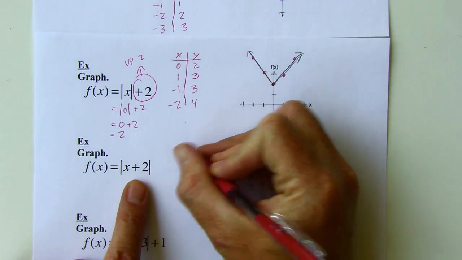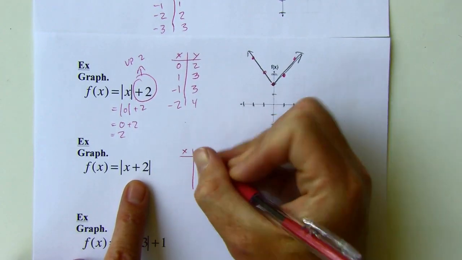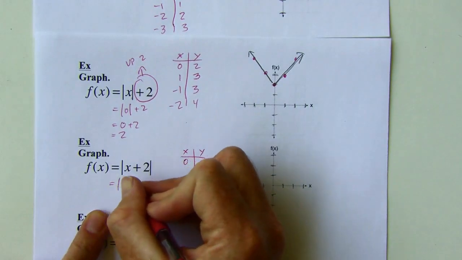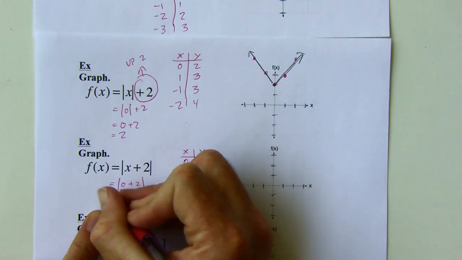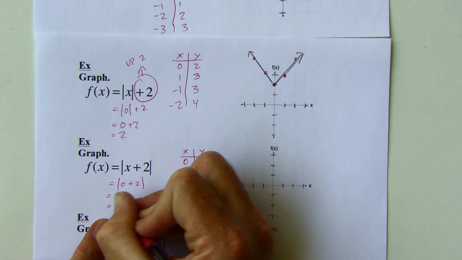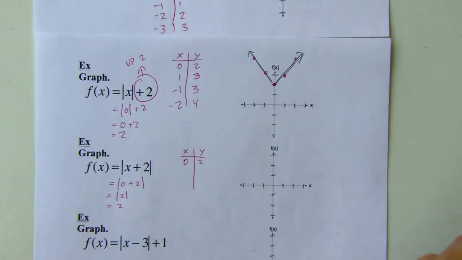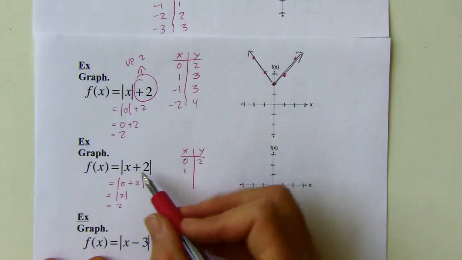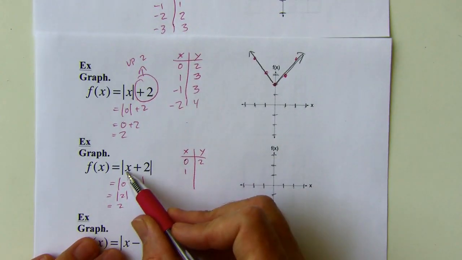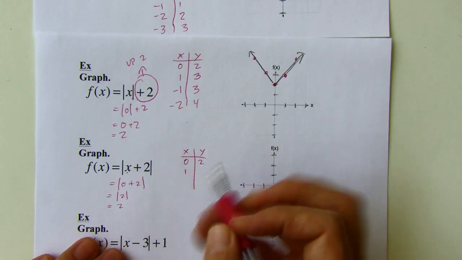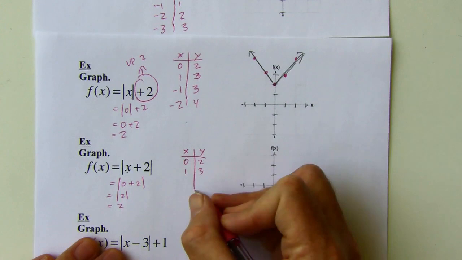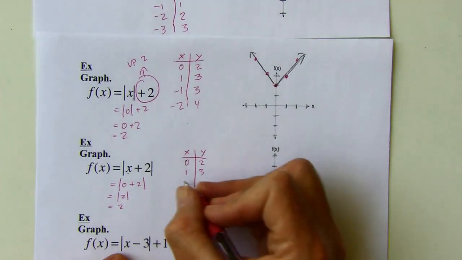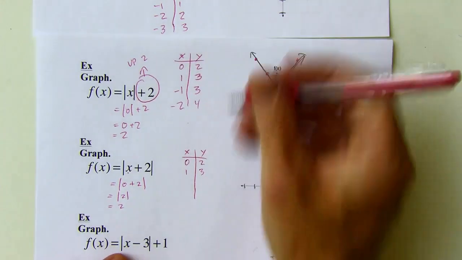So let's look at an XY table again. Let's put in 0 for x. So I've got the absolute value of 2, which is 2. Okay, so I've got the 0, 2 again. Let's try putting in 1. So now this is going to be interesting. So I've got 1 plus 2. That's 3. Well, it's not that interesting yet. But let's see what's going to happen if we move to the left. So so far it looks the same as that one, right?